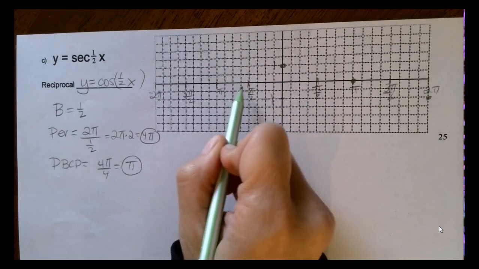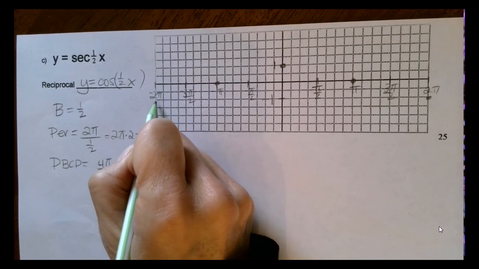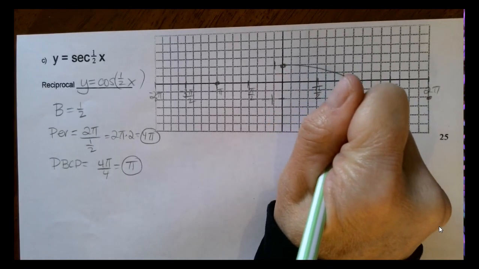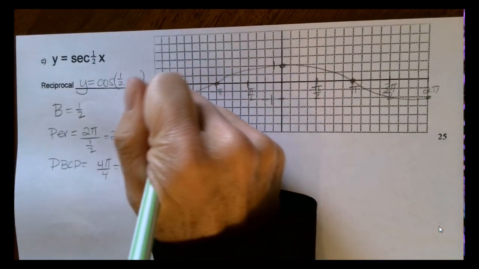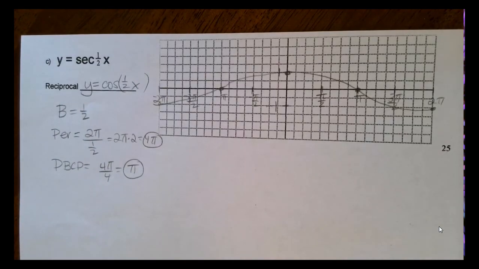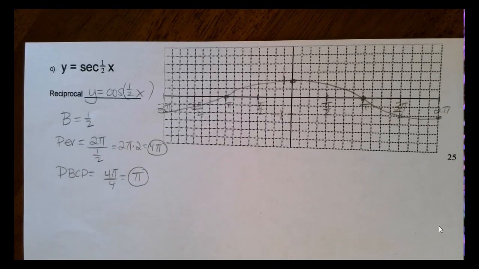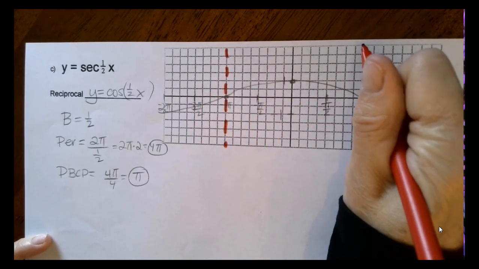And then going to the left, negative pi is going to be at the x-axis, and negative 2 pi is at the minimum. So we're not going to show more than one cycle on this one, and that's okay. Now, wherever the cosine graph is 0, the secant graph is undefined, so draw in those asymptotes. Only going to have 2 this time.